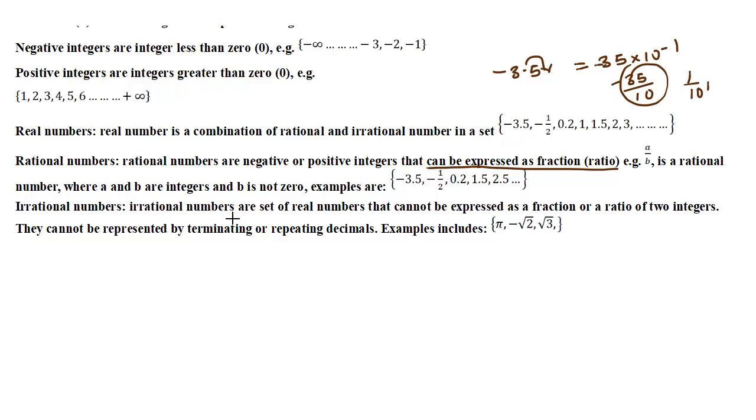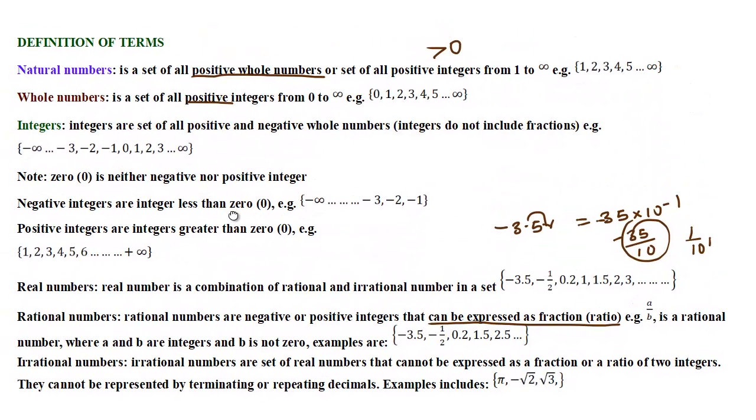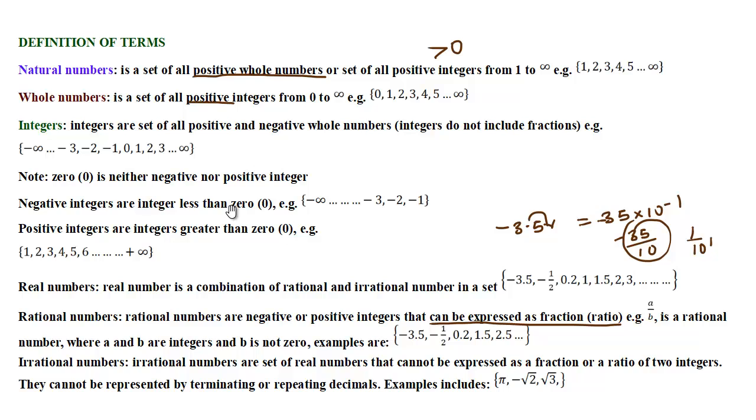Irrational numbers are a set of real numbers that cannot be expressed as a fraction or ratio of two integers. When we say that, what we are trying to say is that they cannot be represented by terminating or repeating decimals. Examples of such are pi, -√2, √3, and so on. Having a clear understanding of these definitions of terms will be useful whenever problems are being solved in algebra.